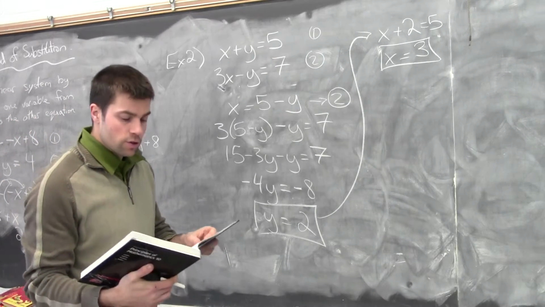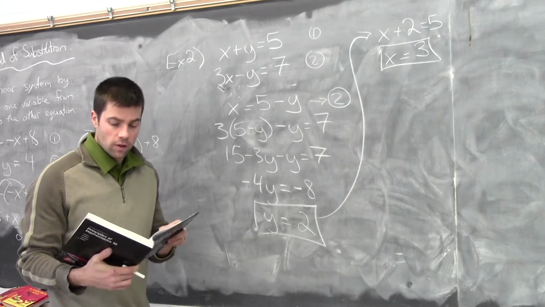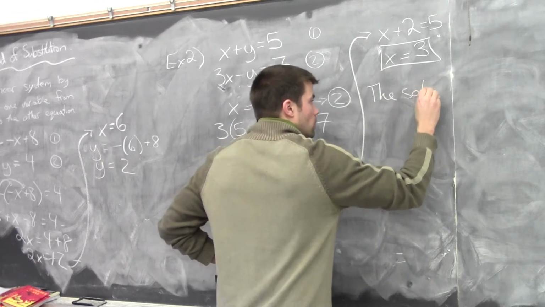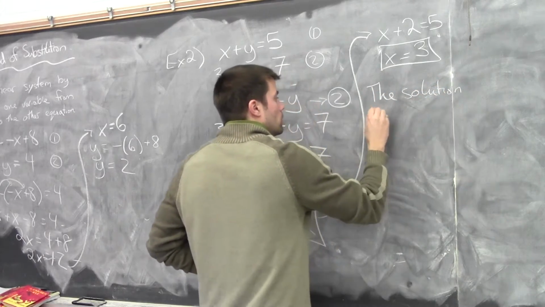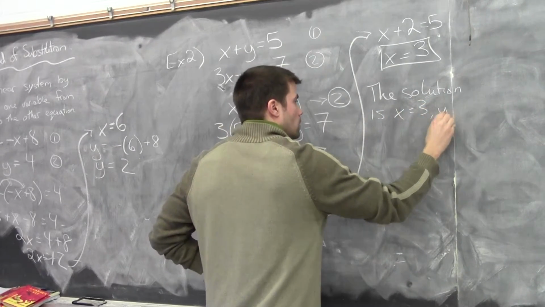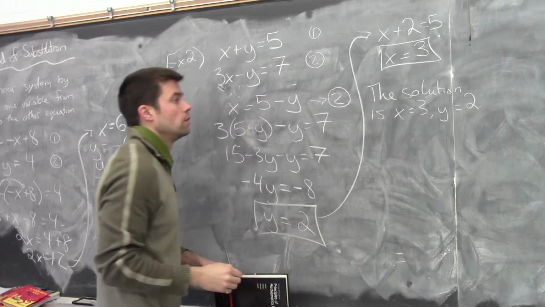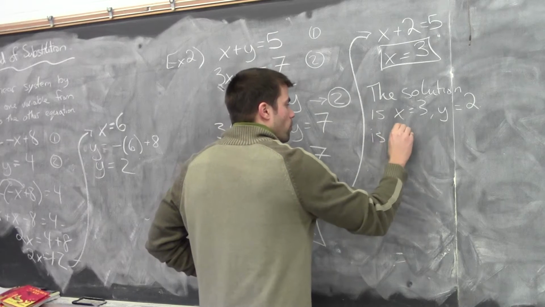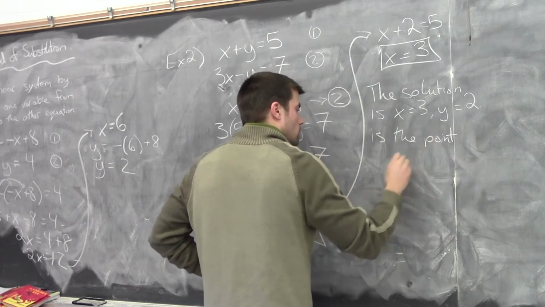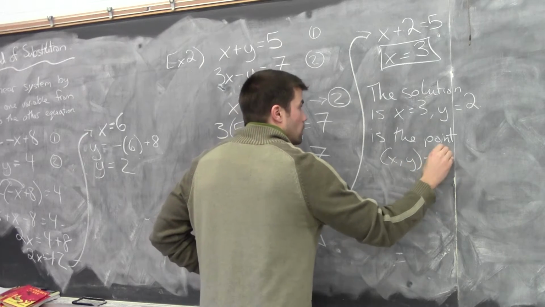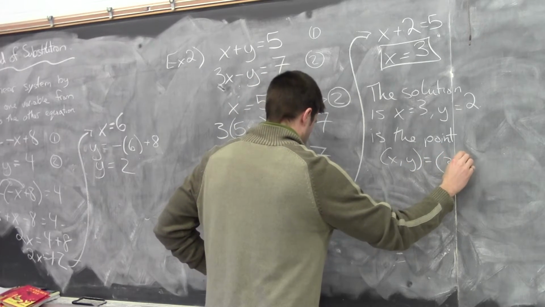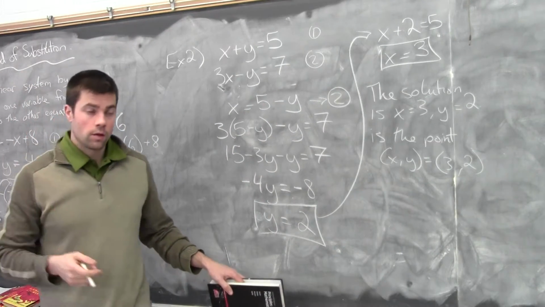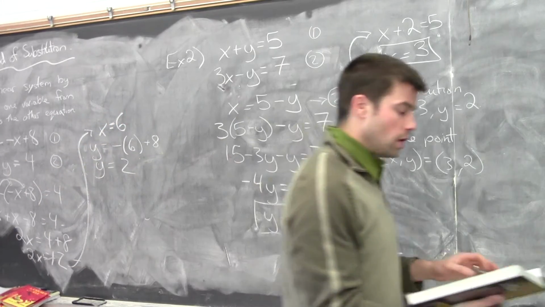The question reads, find the solution to the linear system. Okay, so the solution, you can write the solution is x equals 3, y equals 2, or you can write it as the point (3, 2). Okay? All right, we'll do 2 more examples.